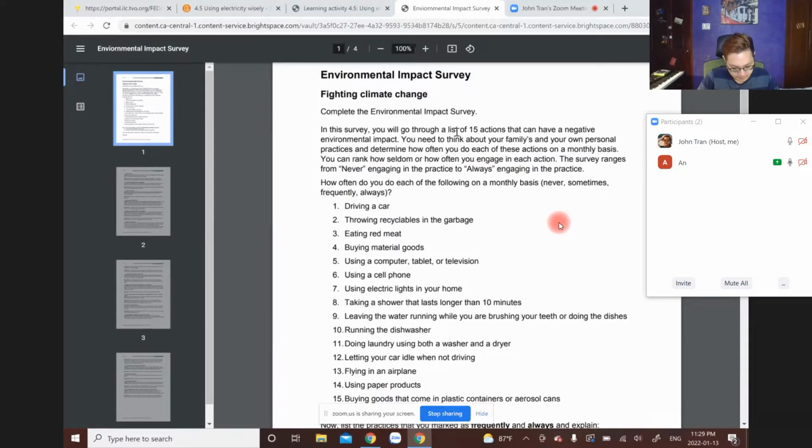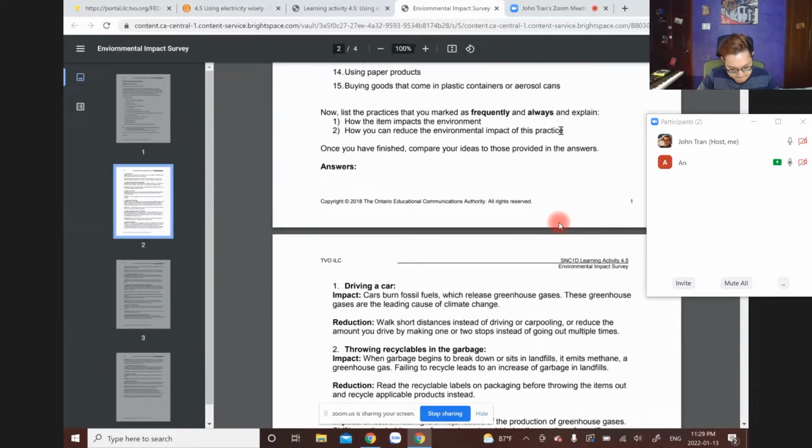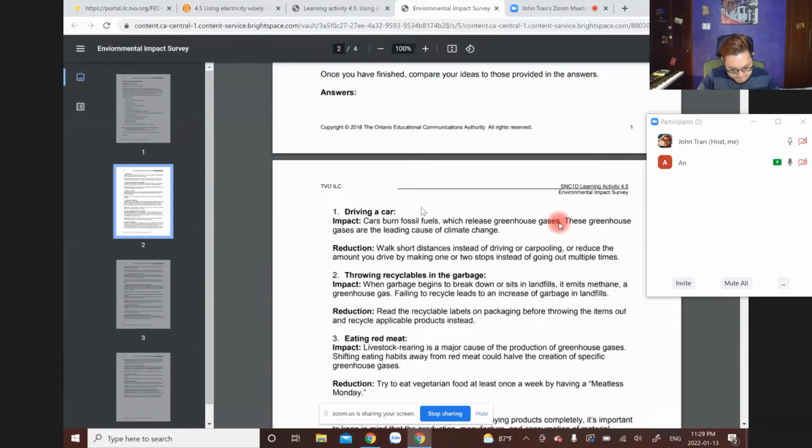In this survey you go through rules. Driving a car, impact: cars burn fossil fuel, which means greenhouse gas. These greenhouse gases are a leading cause of climate change. Reduction: walk short distances instead of driving, or carpool, or reduce the amount you drive by making one or two stops instead of going out multiple times.